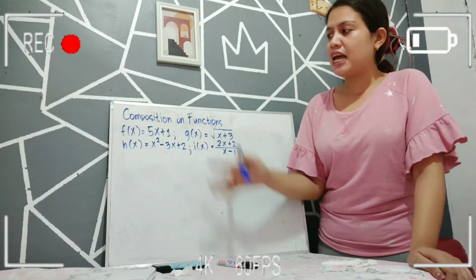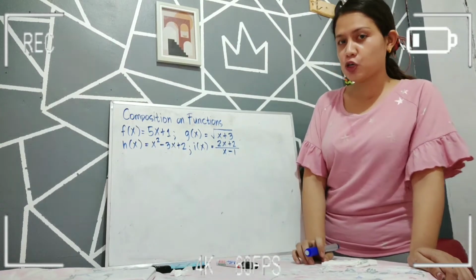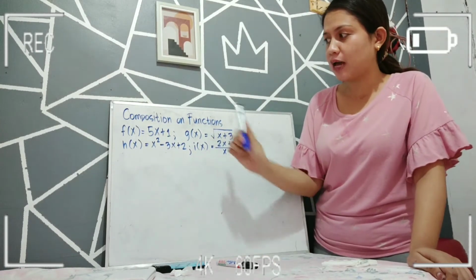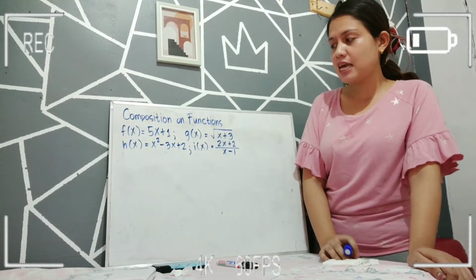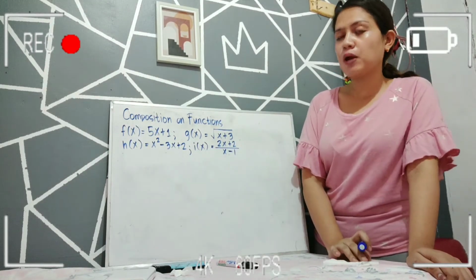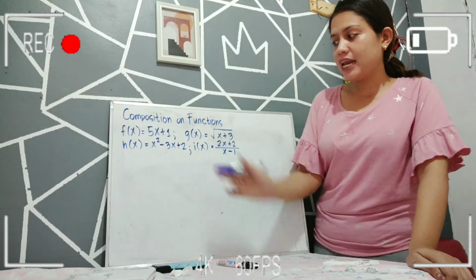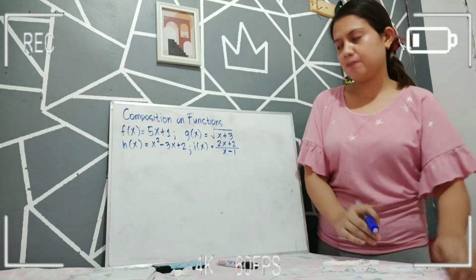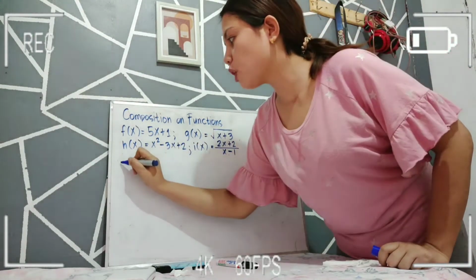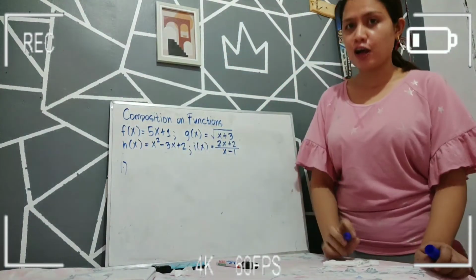But first, we have here our different functions. We have f of x is equal to 5x plus 1. G of x is the square root of x plus 3. H of x is x squared minus 3x plus 2. And i of x is equal to 2x plus 2 over x minus 1. So let's have our first composition of functions.